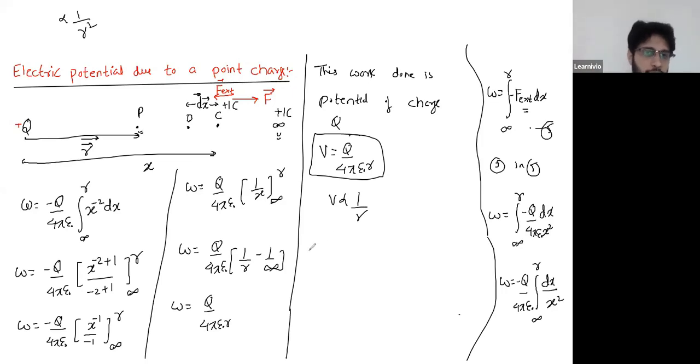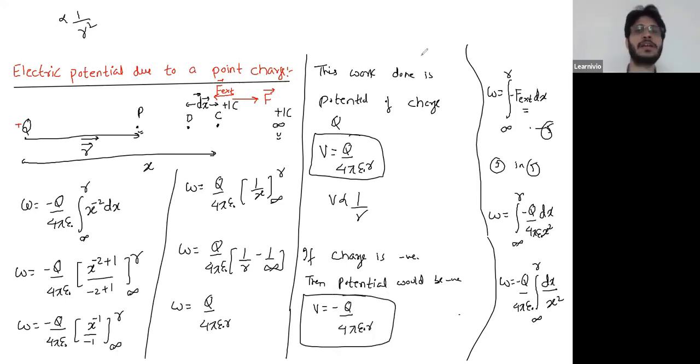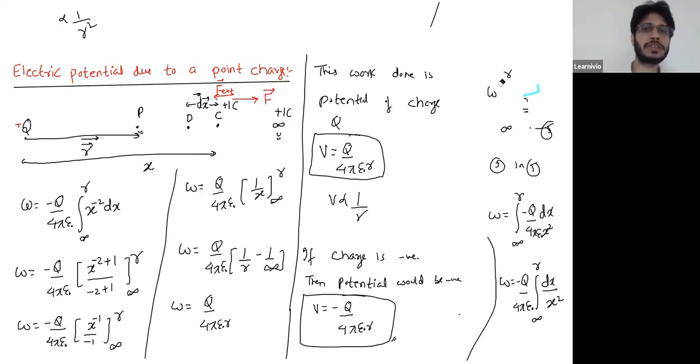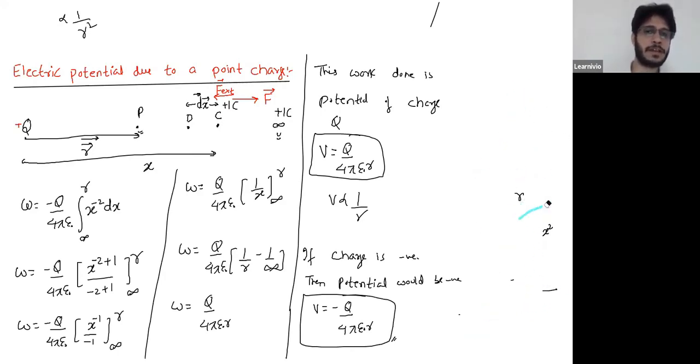One more thing. If your charge is negative, then potential would be negative. So you can simply write this as minus Q over 4 pi epsilon naught. If your charge is negative, that means potential is negative. So for a positive charge, your potential is positive. If your charge is negative, then your potential would be negative. If I plot V versus R graph, then the shape would be hyperbolic.